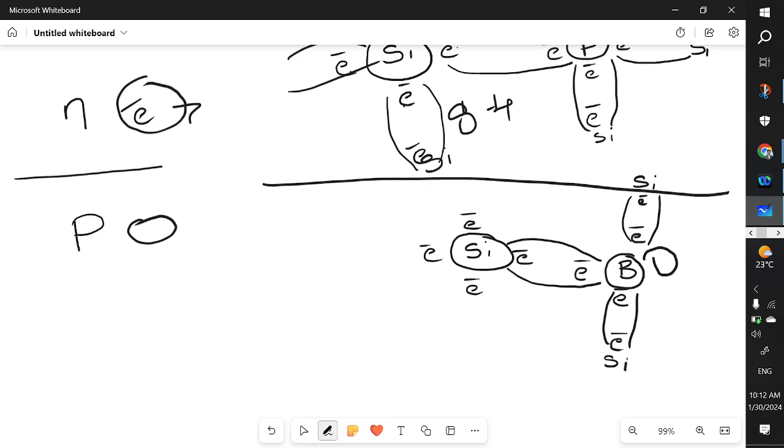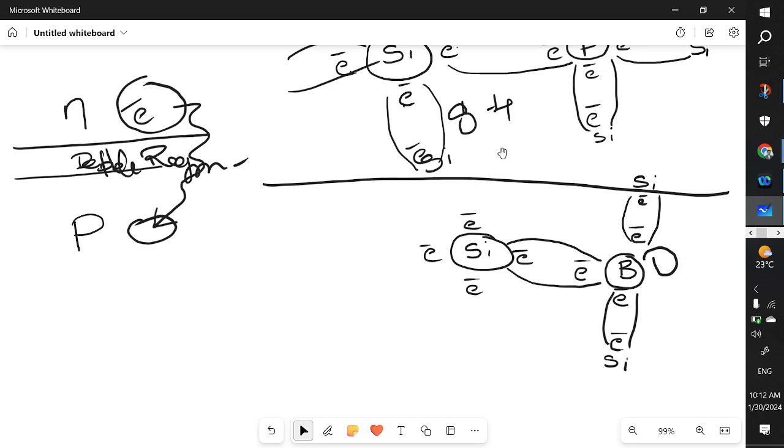So here you have a hole as extra, and here you have an electron as extra. This electron will try to move into the p-type material, filling the hole. So this is how a depletion region is created. Now we are going to call this region the depletion region.